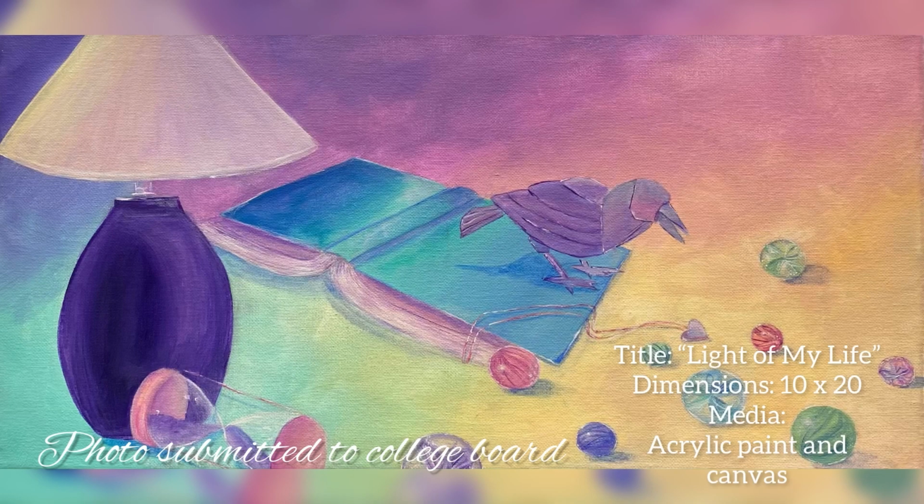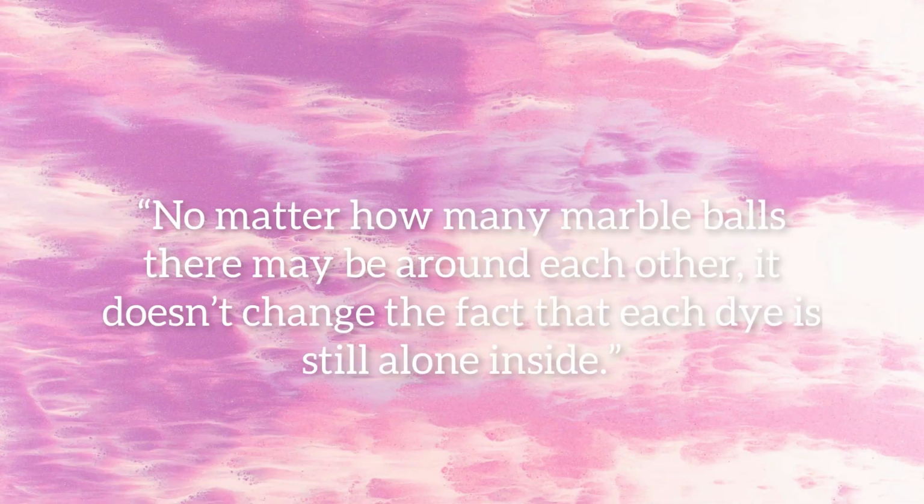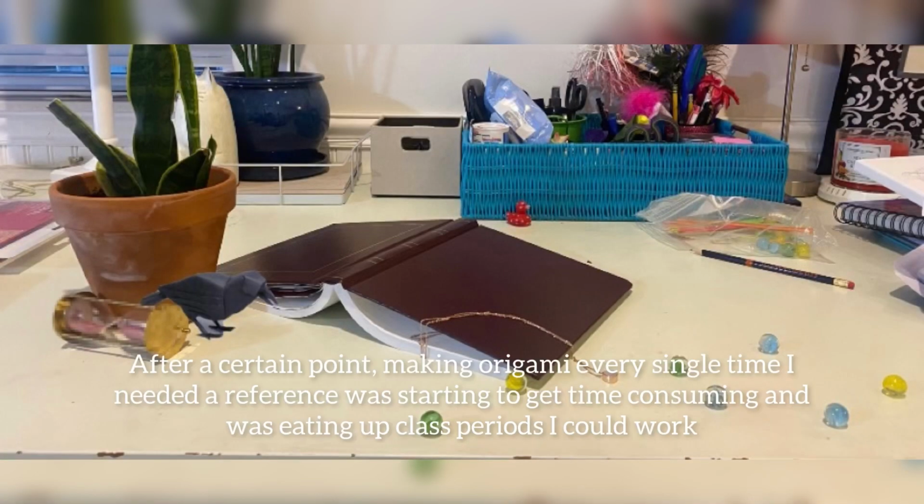This piece is titled Light of My Life, and this is what it's about. While there is beauty in solitude, sometimes it can feel isolating and lonely. I saw a beautiful passage somewhere describing the dye inside a marble ball as I was searching for objects to symbolize loneliness. No matter how many marble balls there may be around each other, it doesn't change the fact that each dye is still alone inside. I'm worried that life is only going to continue to move along while I'm stuck in this in-between moment of living in the past and wanting to move on to the future.